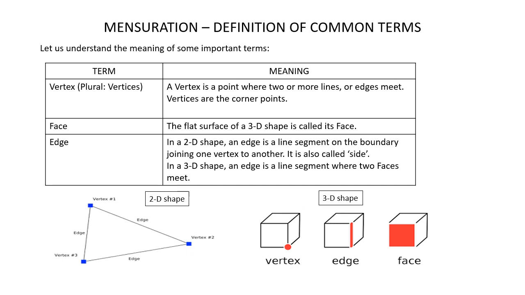The flat surface of a 3D shape is its face. Now, as you can see in this cube, this is the flat surface of the cube. So this is called the face of the cube. Similarly, this is also a face of the cube. Also, this is the face of the cube.